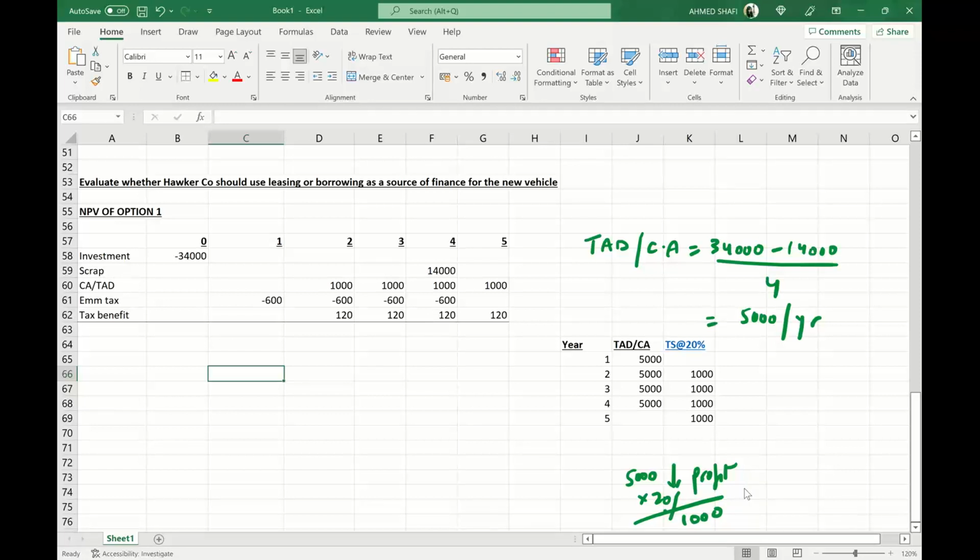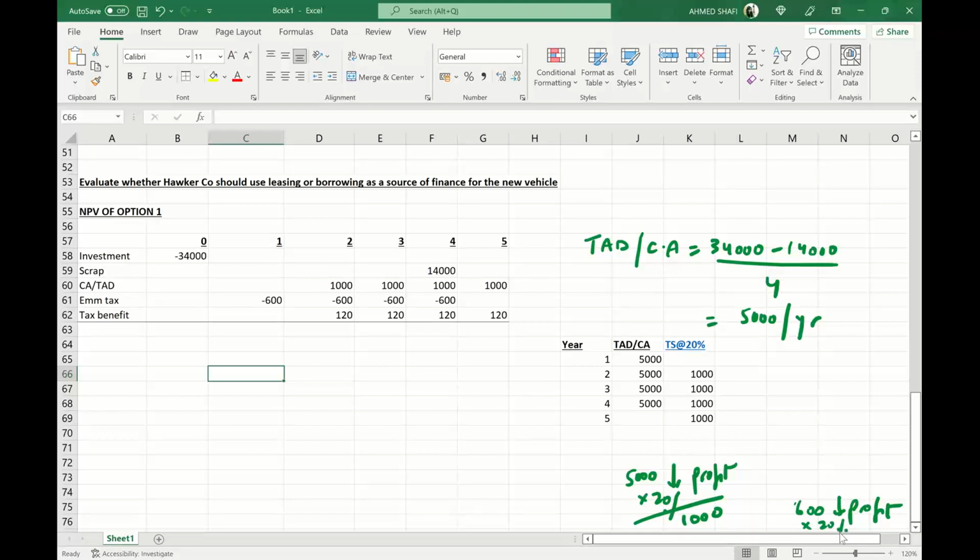Similarly, there is emission cost of 600. Yes, sir, you are on point, Salman. Emission tax is 600 outflow, so it will reduce your profit by 600. Now, if your profit is reduced by 600, obviously, you will get 20% saving.